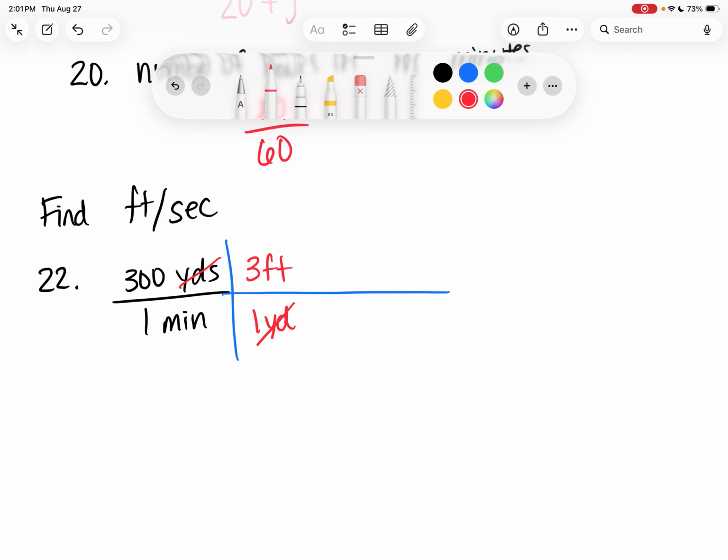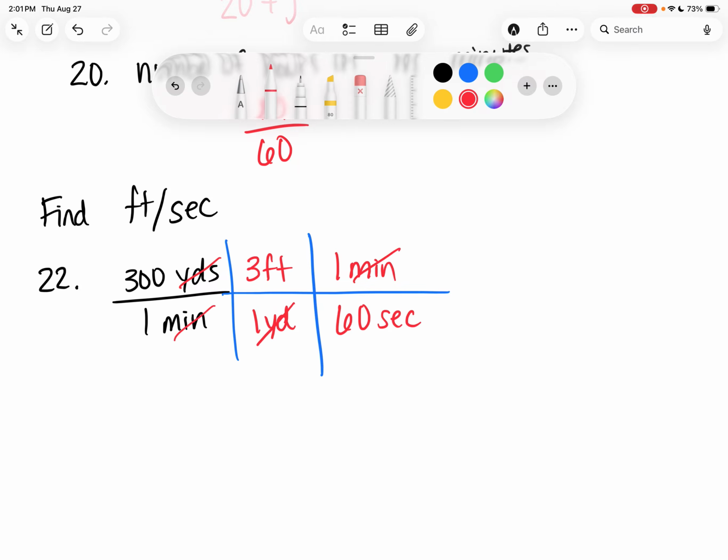The next thing is I need to get minutes to seconds. So how many seconds are in a minute? So I'm going to have my 1 minute up here because I want my units to cancel. So that's what I'm looking for, I need it top and bottom. Just like if I have 2 times 1/4, I'm trying to get things to reduce. I'm doing the same thing but with my units. I'm trying to cancel out things that are the same. So 1 minute is 60 seconds. And now I can cancel minutes.